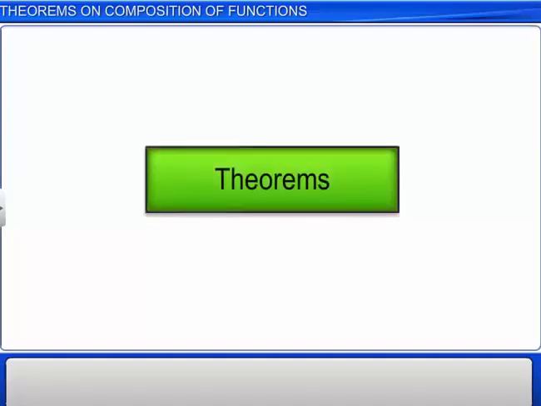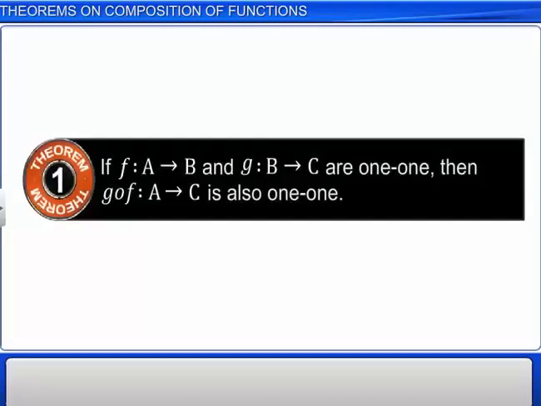Let us now prove some important theorems on the composition of functions. If f is a function from A to B and g is a function from B to C, such that both are 1-1, then the composition of f and g is also 1-1.